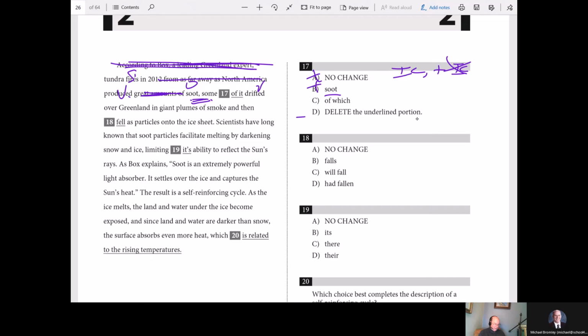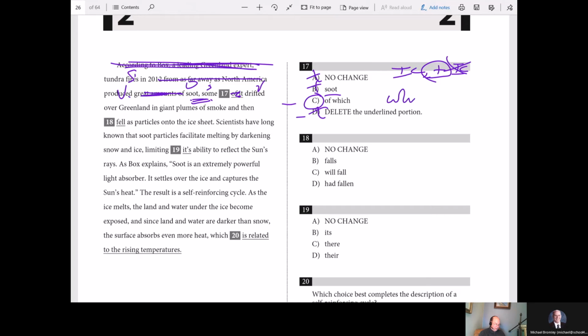Let's just take out the underlined portion, and go back and forth between the ones that are clear to you. So get rid of it. So we just have some drifted. Some becomes a subject, drifted the verb. I have to eliminate that because I do not have a conjunction. So we need to have that conjunction there. So that means that I eliminate down to C. But why is C correct?